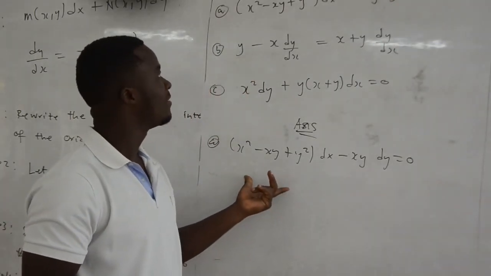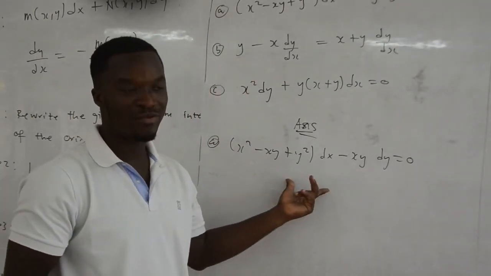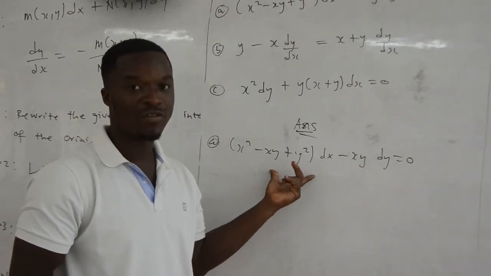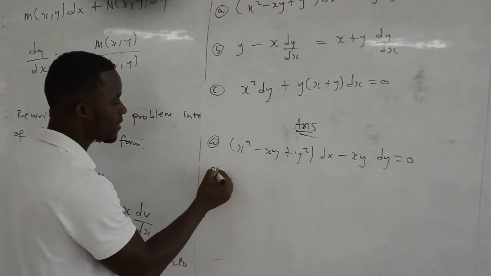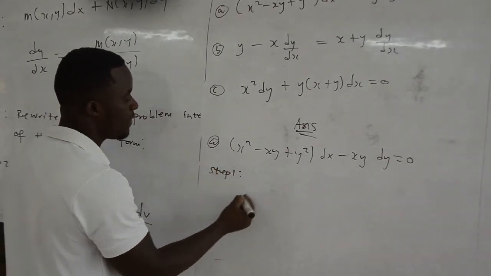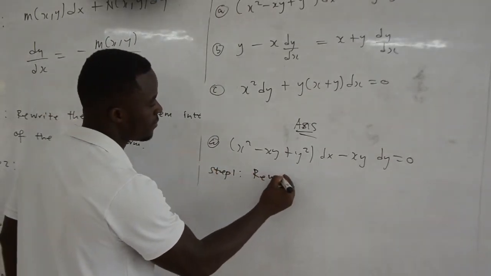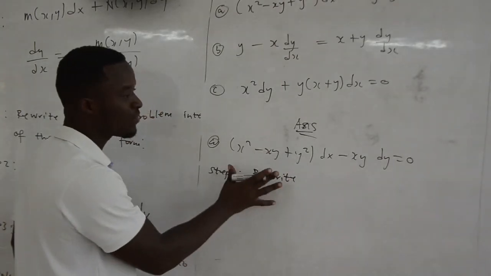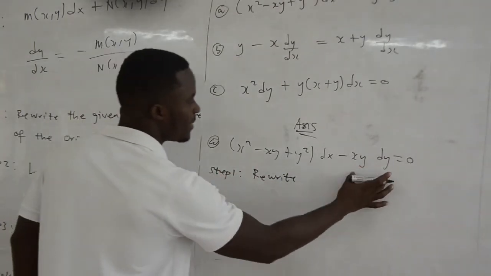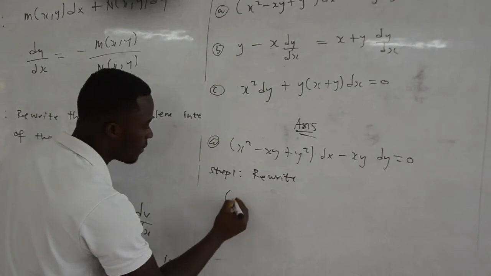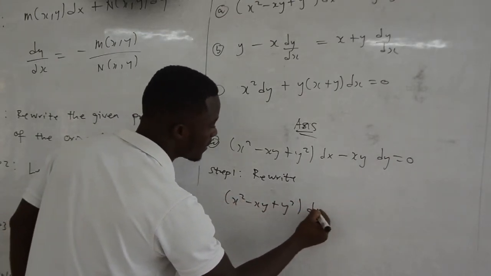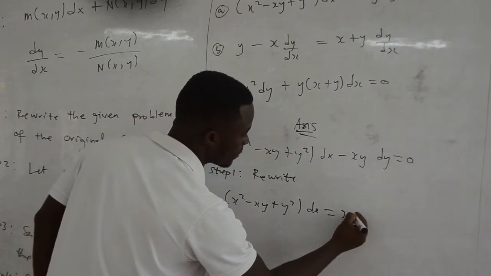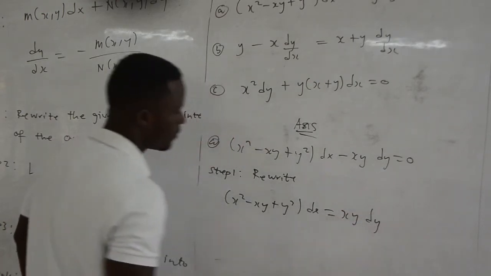Then, because it's a homogeneous differential equation, you can just use the transformation for homogeneous equations to solve this one. For you to solve this one, step 1, we have to rewrite. So we want to rewrite this in terms of what? dy/dx. So I will send this to this side. Then I'll have my x squared minus xy plus y squared, dx is equal to xy dy.